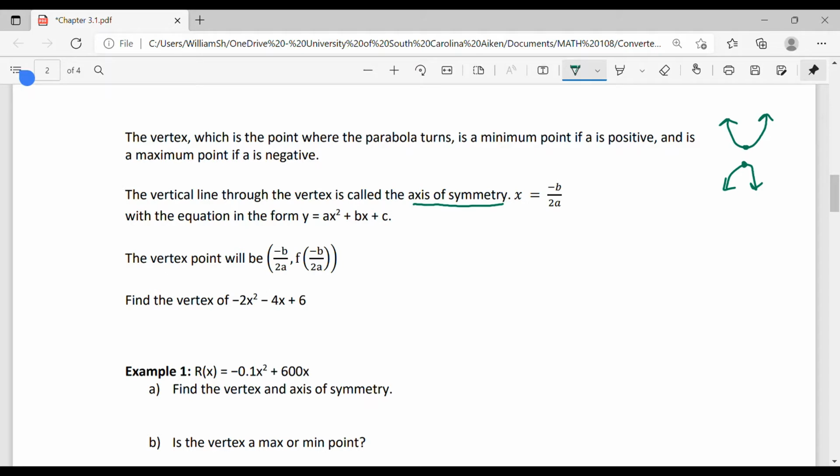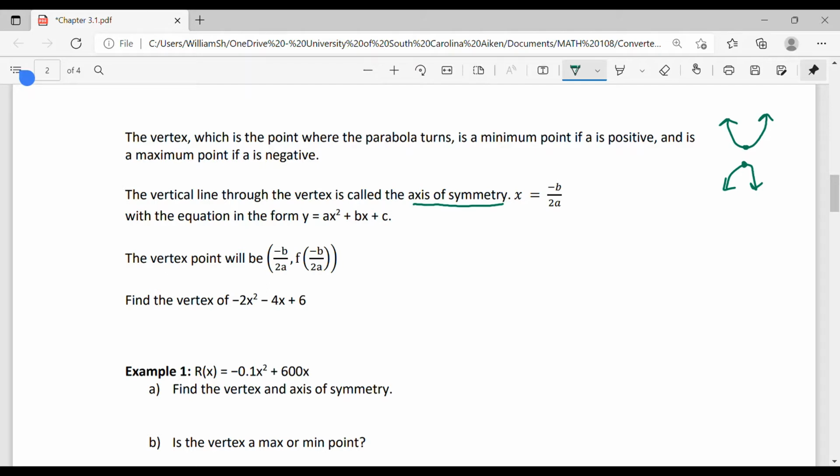Now I'm going to show you how to find the vertex point by hand, but eventually in this lecture I'm going to show you how to find it on the calculator, and I'm sure that pretty much everybody is going to utilize that method once I show it. So let's find it by hand first. We're going to find the vertex of negative 2x squared minus 4x plus 6.